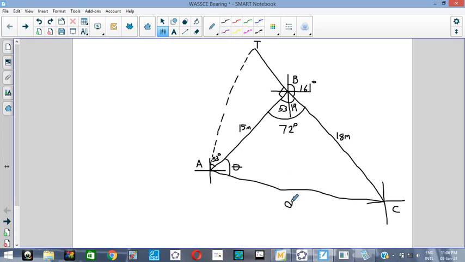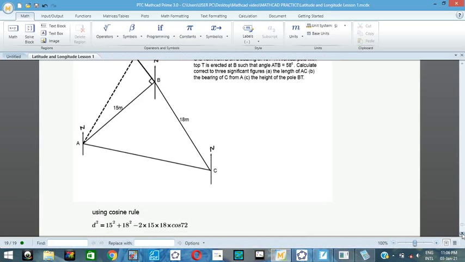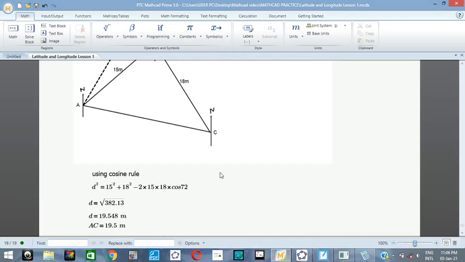Since I know my D now, I know this length facing theta, I can use the sine rule to solve this. The sine rule is very easy. It is just the length divided by the sine of the angle facing the length. Then 18 is facing this angle, so 18 divided by the sine of the angle facing 18. Remember this is the A part of the question, don't forget.